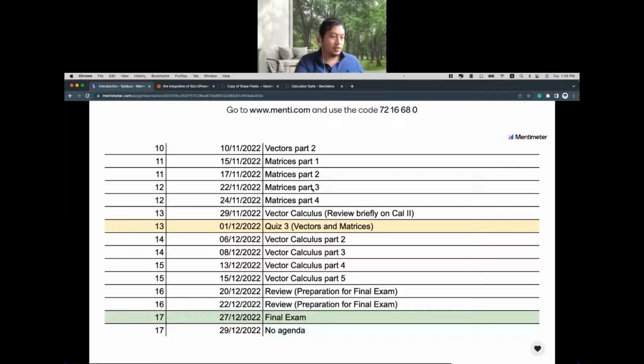This is the quiz for the vectors and matrices, and then we move to vector calculus. This is a continuation. In vector calculus we are going to learn the line integral, the surface integral, and so on. And we still have two classes that I'm preparing for exercise and review.